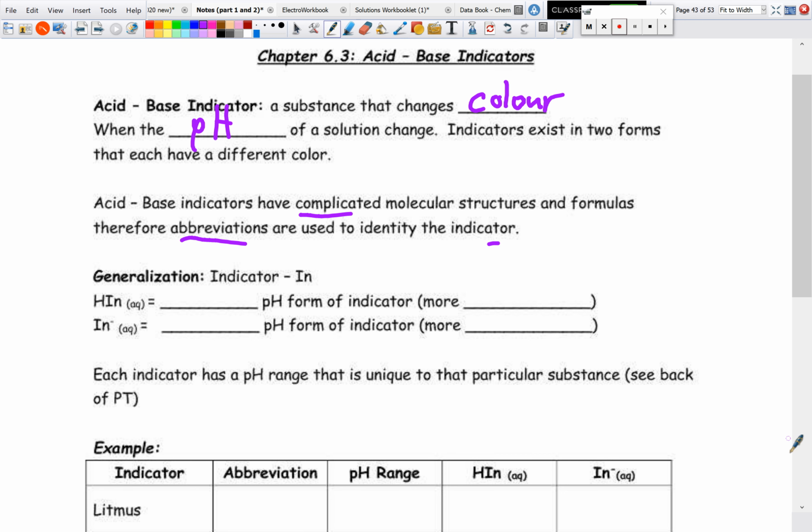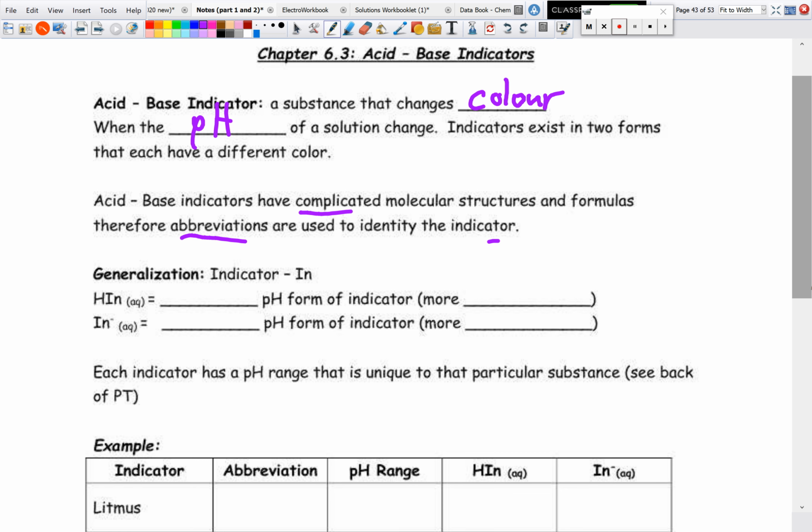So for example, for a general indicator, we're just going to use the abbreviation big I little n, so HIn for indicator. Now, if you see H in front, H meaning acidic, this is the lower pH form, meaning that it's more acidic. And if we see In with the minus, kind of like bases, this is the higher pH, or the more basic form.